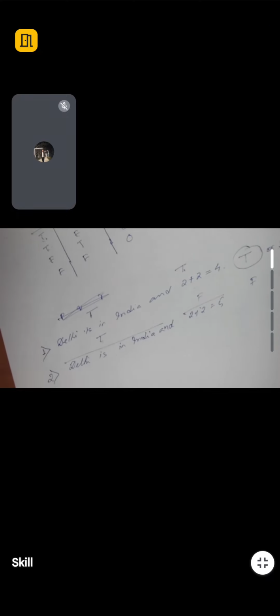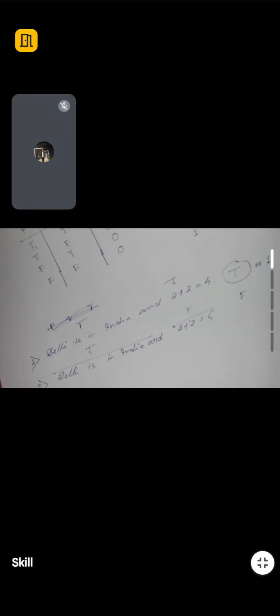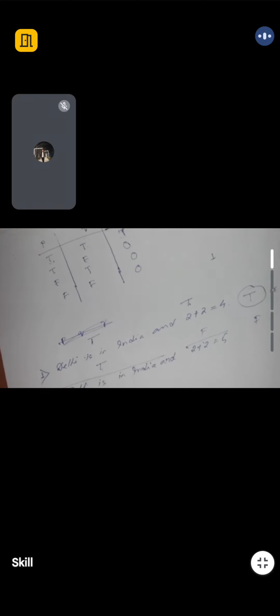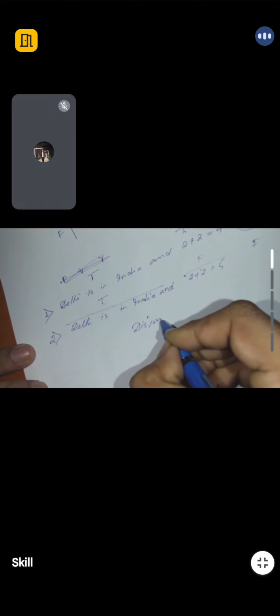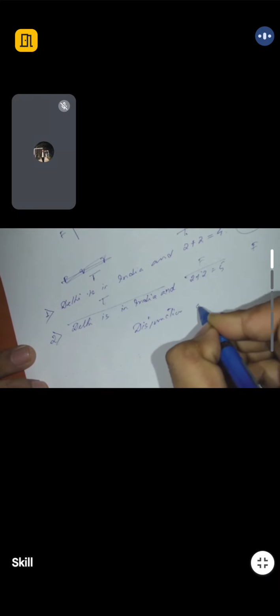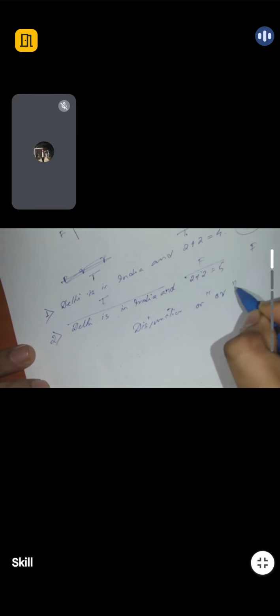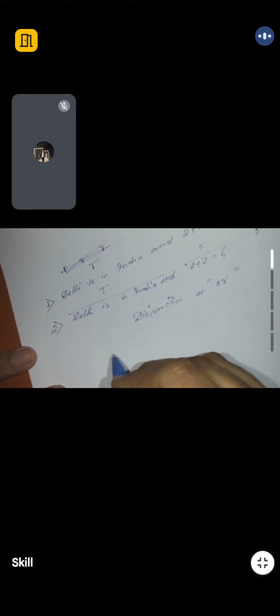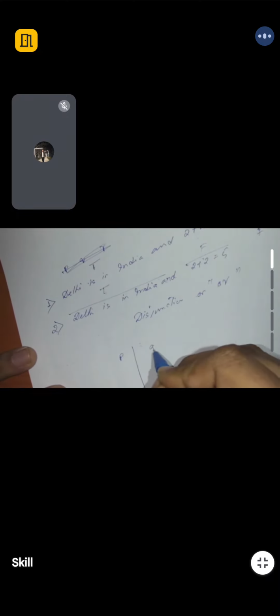Disjunction. So this was for conjunction, or AND. Now we'll go to disjunction, or OR. This is the OR operator. So let us consider again two values, P and Q.